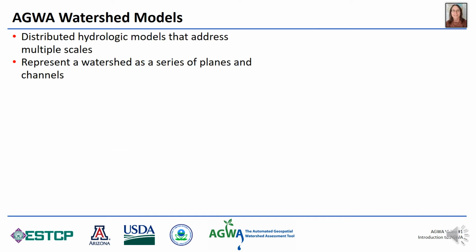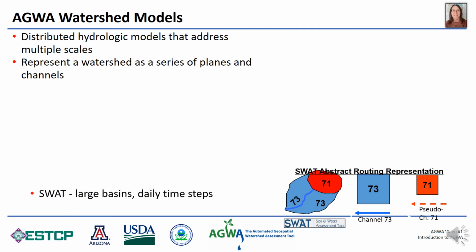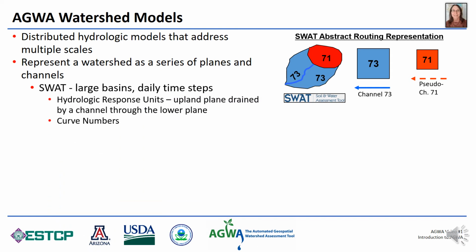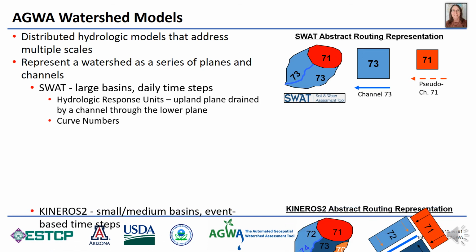AGWA includes several embedded distributed hydrologic models that can address multiple scales. In these models, watersheds are represented as a series of plains and channels. The SWAT model is used for large basins and daily time steps. It's based on hydrologic response units where the upland plain is drained by a channel that flows through the lower plain. SWAT uses curve numbers to predict infiltration and runoff.